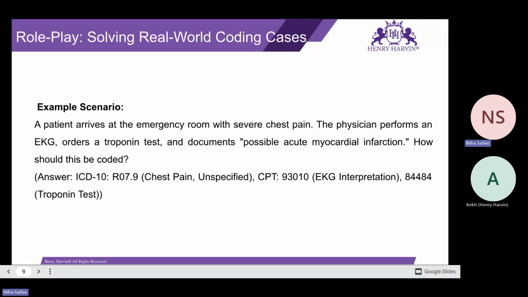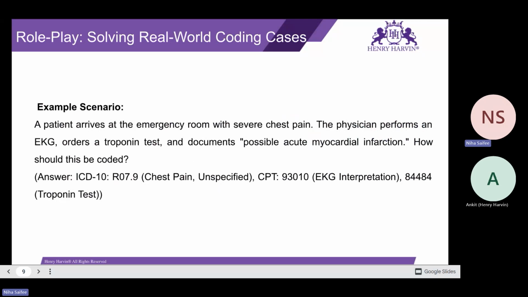Okay, so the ICD code will be R07.9, chest pain unspecified, because right now there is no diagnosis proving that myocardial infarction is there. It is just that the patient has come with chest pain. So that is the ICD code that will be taken.